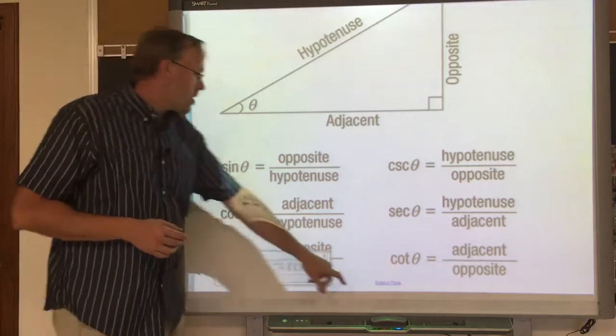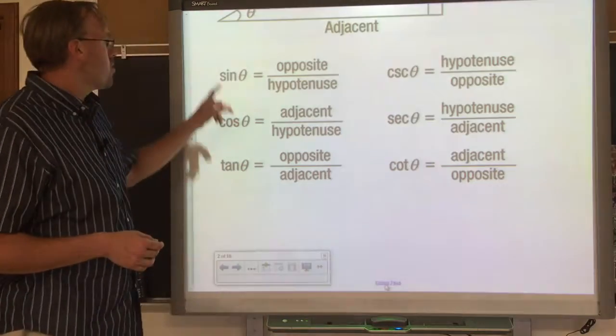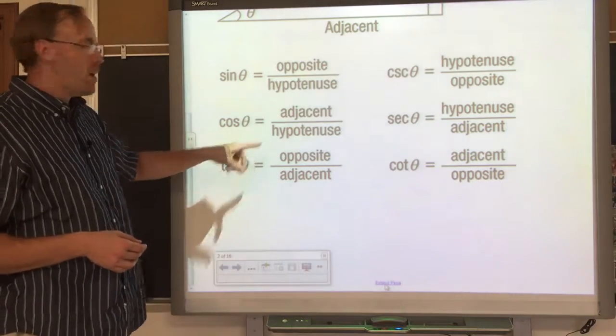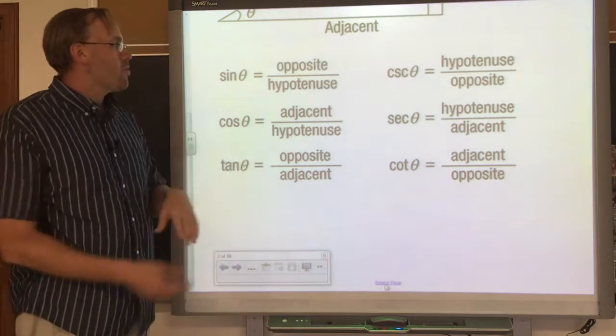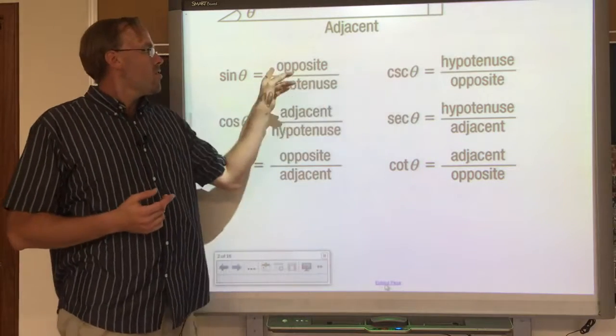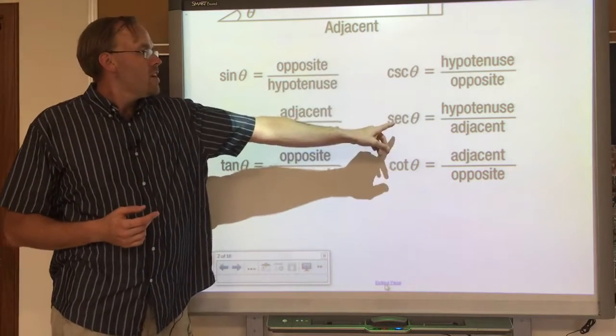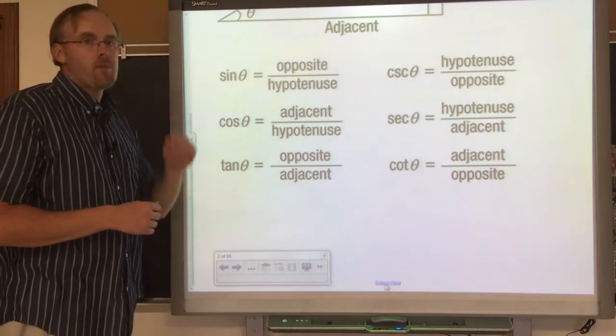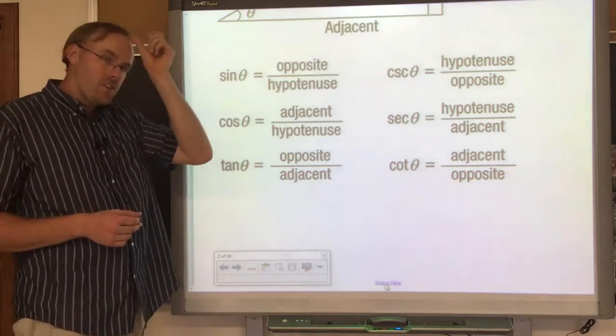So we have our 6 trigonometric ratios. Sine is opposite over hypotenuse. Cosine is adjacent over hypotenuse. Tangent is opposite over adjacent. Cosecant is just the reciprocal of sine. Secant is the reciprocal of cosine. Cotangent is the reciprocal of tangent.